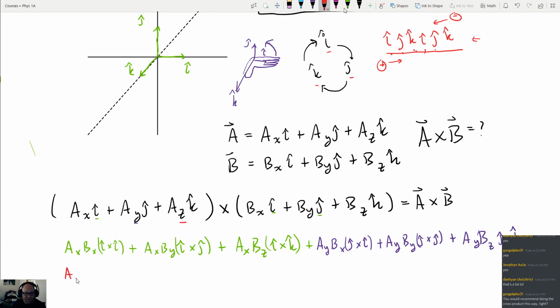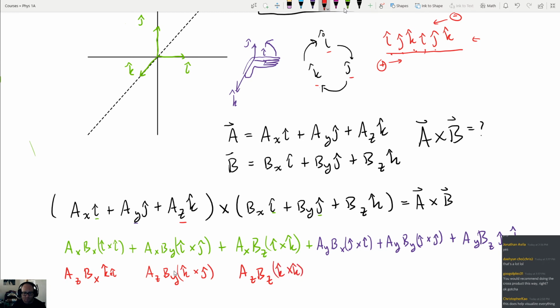Okay, finally we need to do the Z terms. So we're going to have AZ, BX. I'm going to do these one at a time. So it's going to be AZBX, it's going to be AZBY, and it's going to be AZBZ. And ZX is going to be k cross i. ZY will be k cross j. And ZZ will be k cross k, right? Plus. There we go. Ah, it's just algebra. Yeah, pretty much. Vector algebra, I guess.